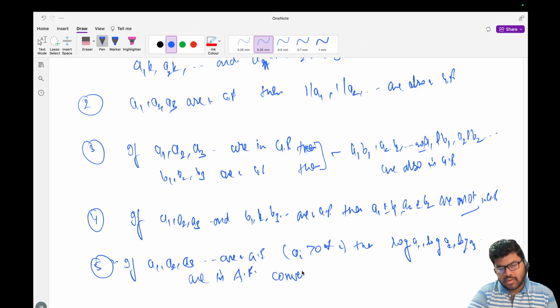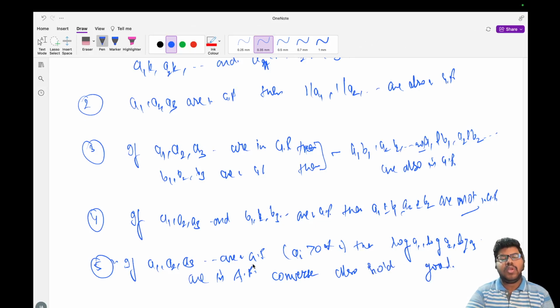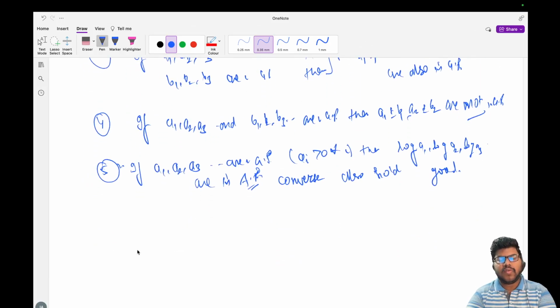So look at what it is saying: if a1, a2, a3 are in GP such that a_i is greater than 0 for all i, then log of a1, log of a2 are in AP. And the converse: if log of a1, a2, a3 are in AP, then a1, a2, a3 will also be in GP. So the converse is also true, right?